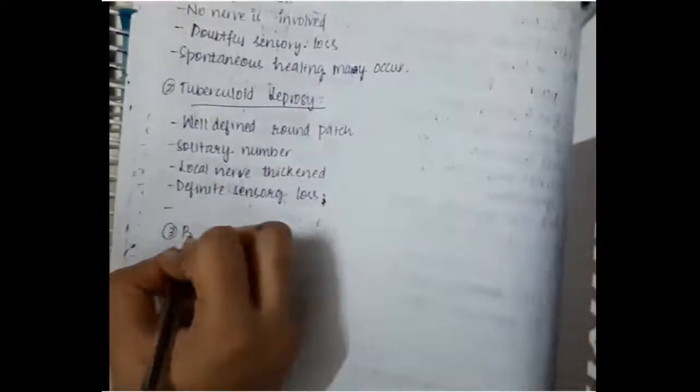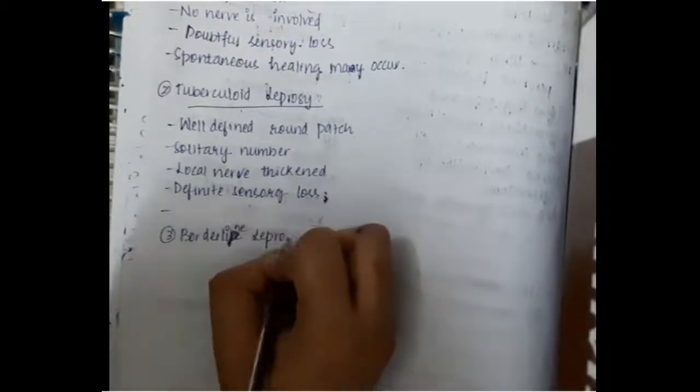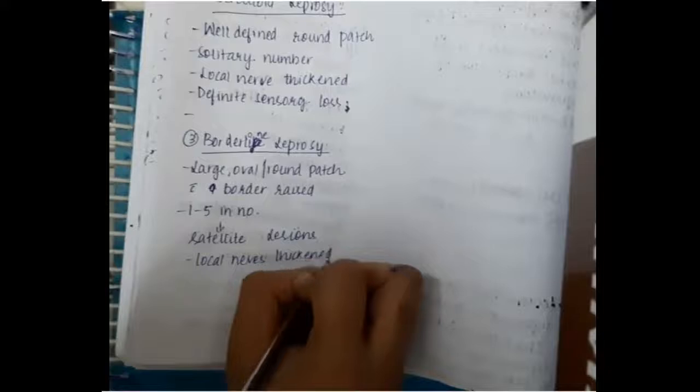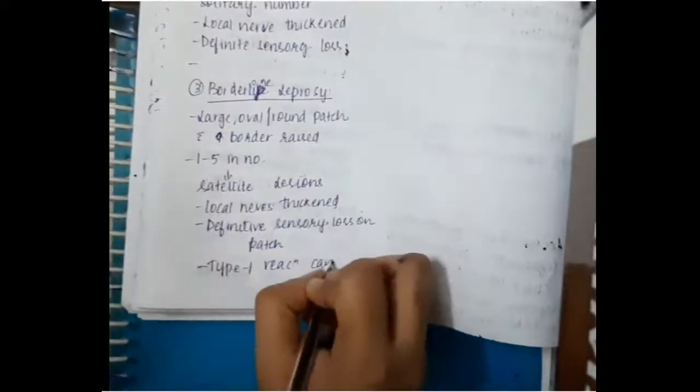Then third, borderline tuberculoid leprosy. Here there is a large oval or round patch with a raised border. It is 1 to 2 in number with satellite lesions, and the local nerves are thickened. Definitive sensory loss is seen on the patch, with type 1 reaction also occurring in borderline leprosy.